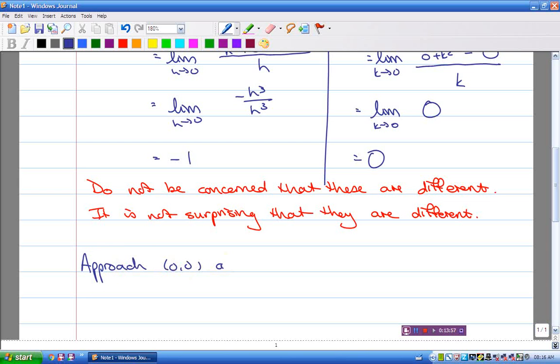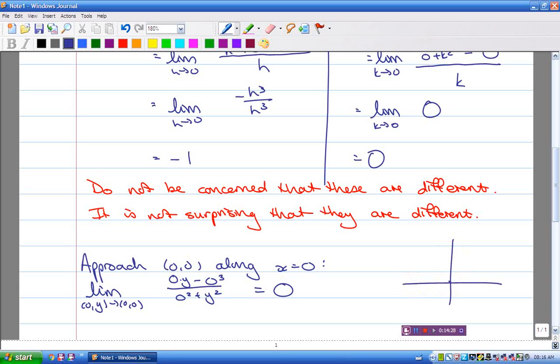Let's approach 0, 0 along x equals 0. So I'm interested in the limit. If I approach 0, 0, so let me draw a little domain picture. Okay, this is the point that I'm tending to. So I'm approaching along x equals 0, that's my y-axis. So there was path number 1.